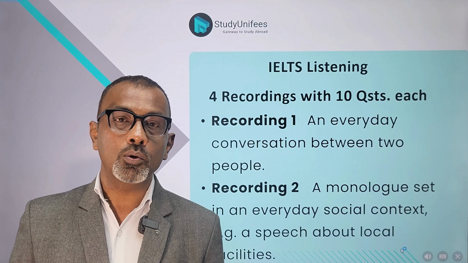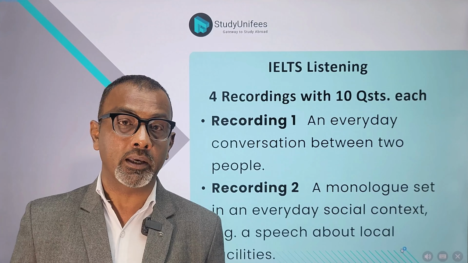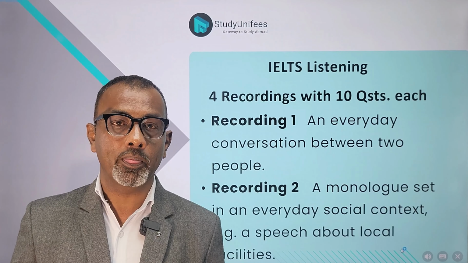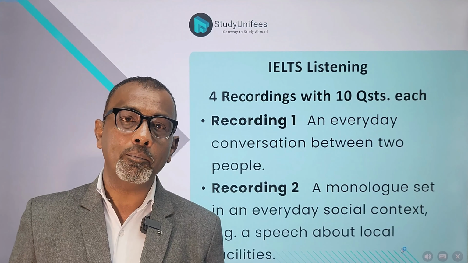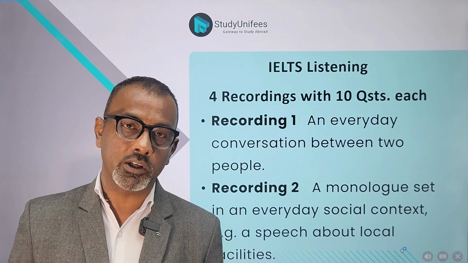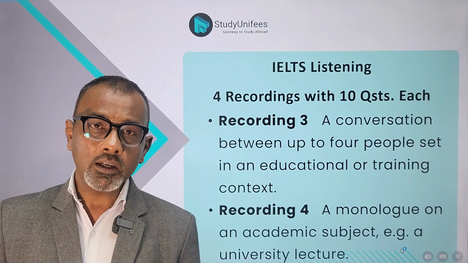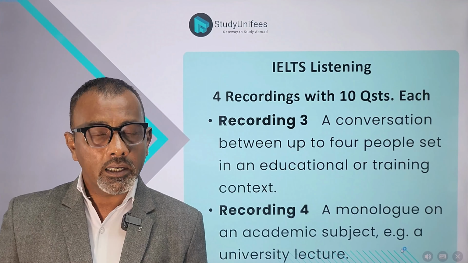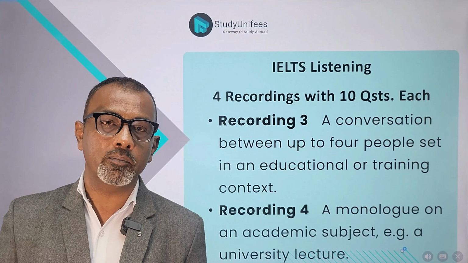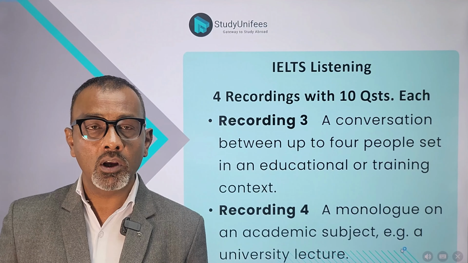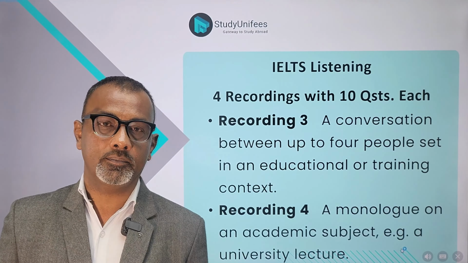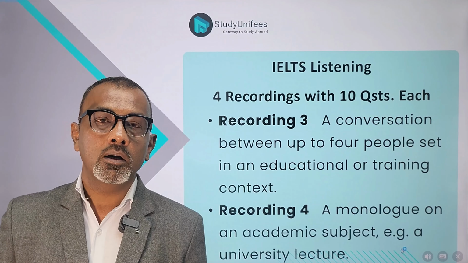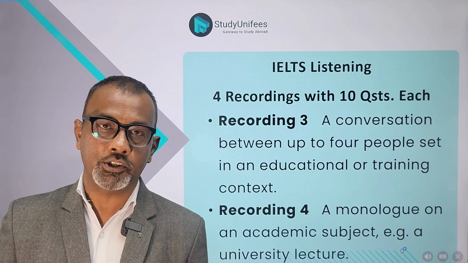Recording number 2 is just one person speaking, so it's a monologue. However, this one person will be speaking in a social setting too. Recording number 3 is in an academic setting. It is usually a conversation between up to 4 students and also teachers. Recording 4 is a university-type lecture.